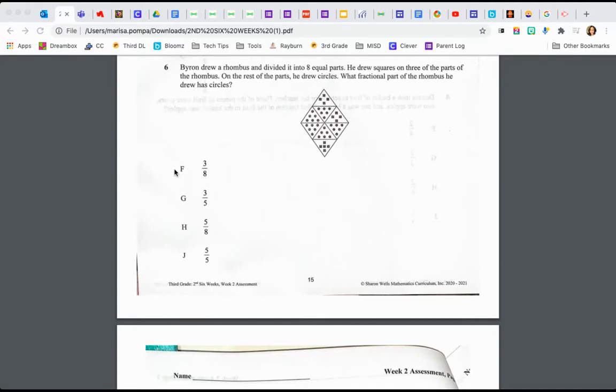Is it F, 3/8, or 3 out of 8? G, 3/5, 3 out of 5? H, 5/8, 5 out of 8? Or J, 5/5, 5 out of 5? Remember to pause, do your work, and come back and press play.